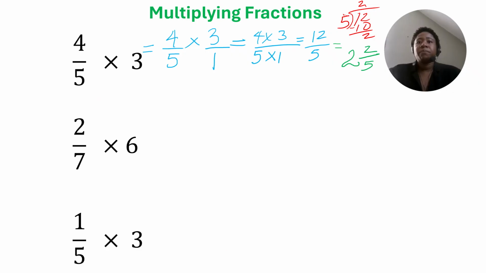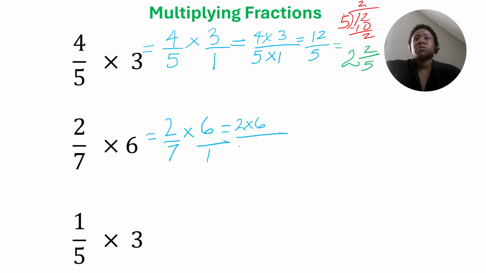The second example is 2/7 times 6. Again, I will convert the 6, the whole number, to a fraction so as to clearly show students that we're essentially multiplying the numerators and then multiplying the denominators. So this becomes 2 times 6, extending a fraction bar, 7 times 1. Now 2 times 6, again, 12. 7 times 1 is 7.